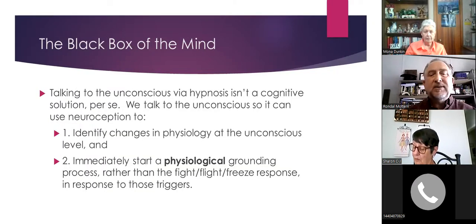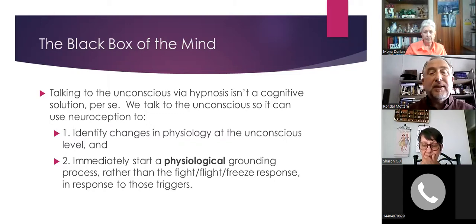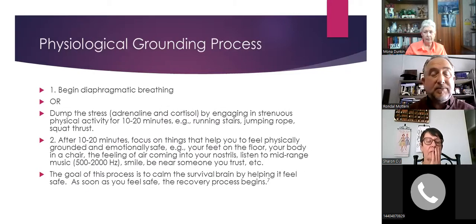So we talk to that unconscious. I don't think it's a cognitive solution per se. I don't think we're really dealing with, in a way, we're dealing with the thinking wheel on the total behavior car. But neuroception is so connected to the physiological system. I think it's more that. I think in this neuroception, we identify changes in physiology at the unconscious level before it ever makes it to consciousness. And then what we want to do is immediately start this physiological grounding process. Rather than go through that fight, flight, and freeze response, we want to start to create something that's related to the parasympathetic nervous system instead of the sympathetic nervous system.